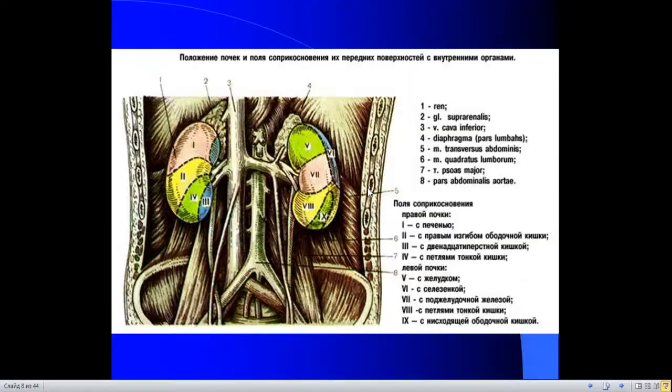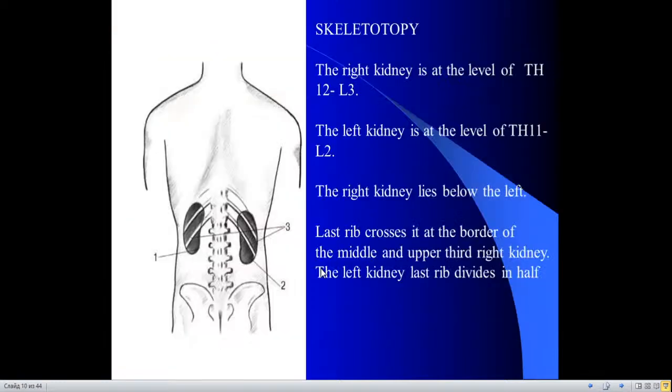Well, we will begin. You can see different position between right and left kidneys. Please pay attention. You can see very interesting neighbor organs which are located near the kidneys. Skeletotopy of the kidney. Write please in your notes this information.